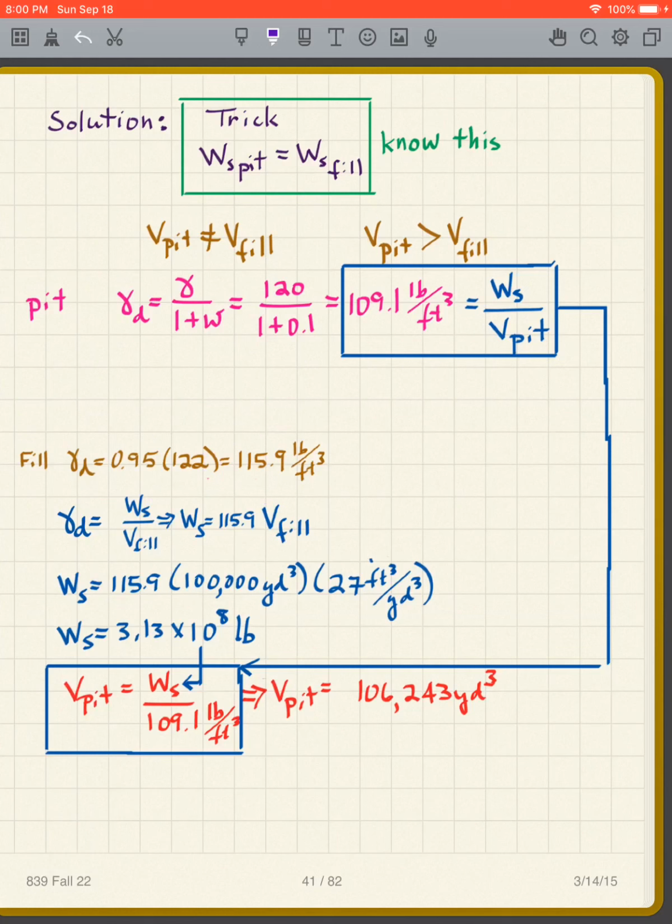And we know the volume of the fill. Now we know the gamma D. So we solve for the weight of the solids. It's 115.9 times the volume of the fill. Now there's a little bit of a trick here. You got to convert cubic yards to cubic feet. So you multiply by 27, and we end up that the weight of the solids is 3.13 times 10 to the 8th pounds. And then now that we know the weight of the solids, we can solve for the volume of the pit.